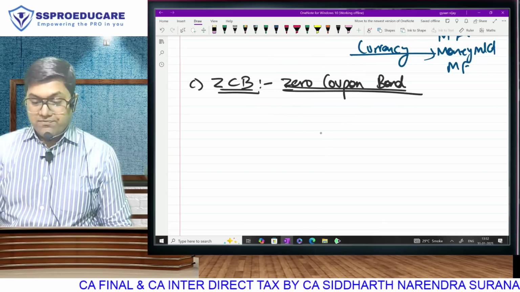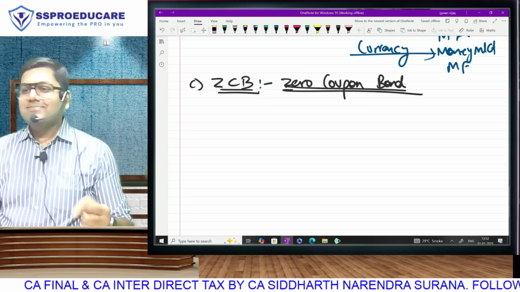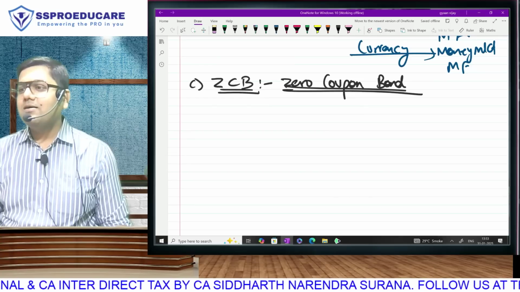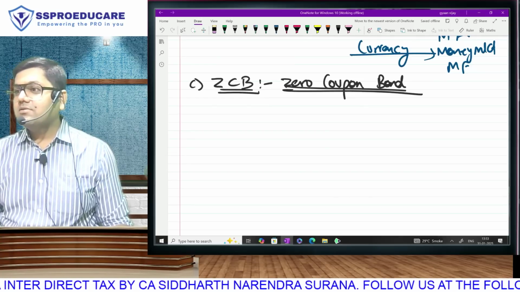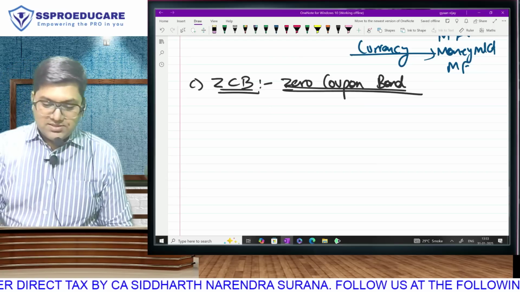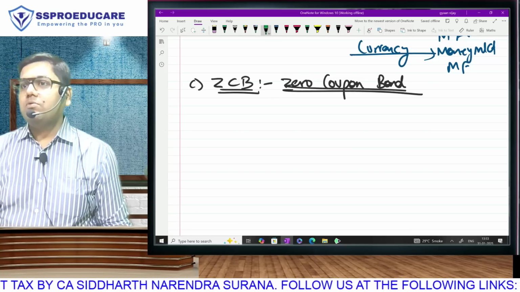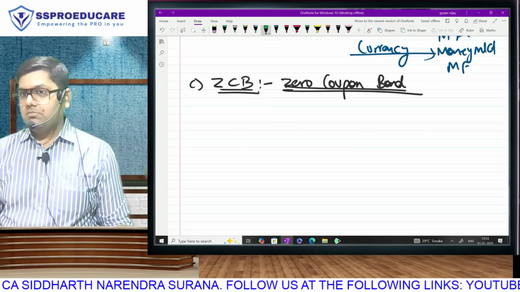No interest. So the investor is a fool? If you don't get interest, why are you investing? You understand? The reason is these bonds will always be issued at a discount and redeemed at par or premium.